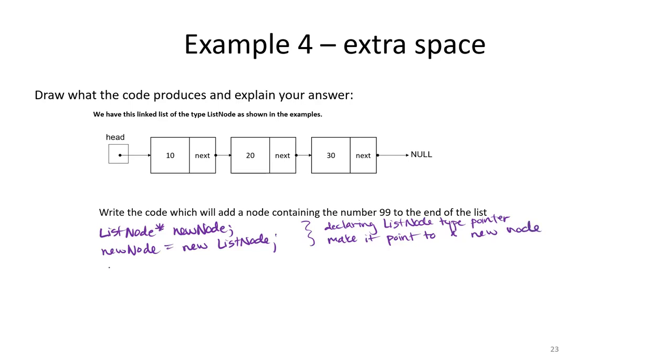Then all that's left is to initialize that new node and then attach it to our list. So we can say new node arrow data equals 99. New node arrow next equals null.